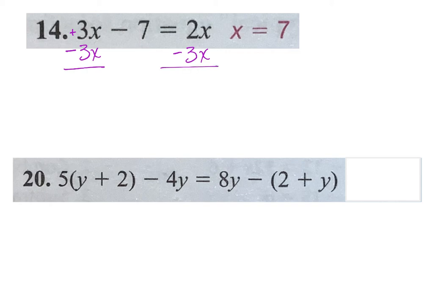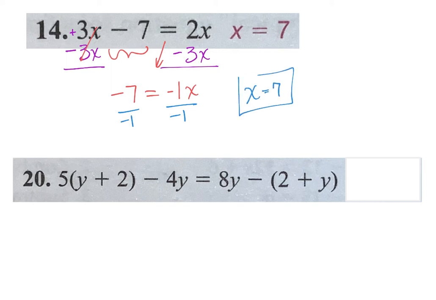On the left-hand side, they cancel, and you have negative 7. Negative 7, bring down your equal sign. 2 minus 3 is negative 1x. And we're not done because we want x all by itself, so we have to divide by negative 1. So x equals 7. X equals 7.